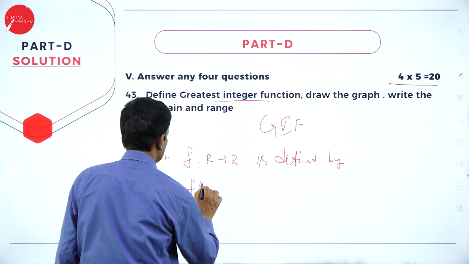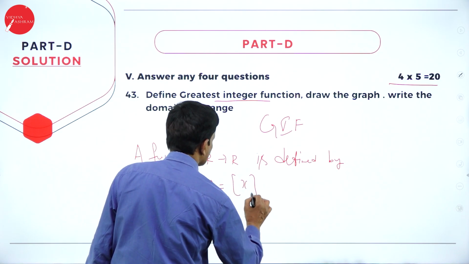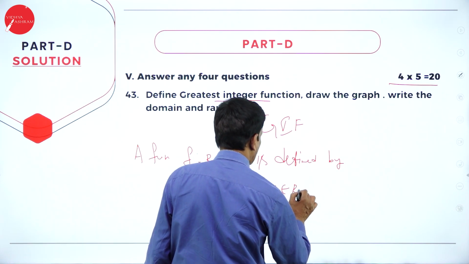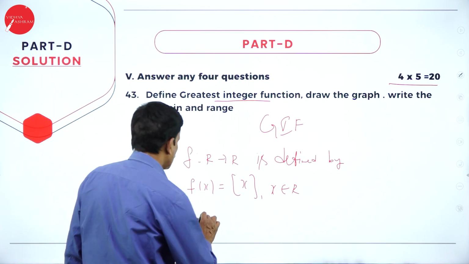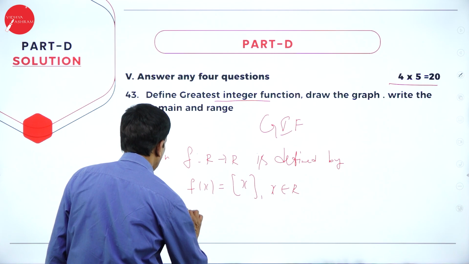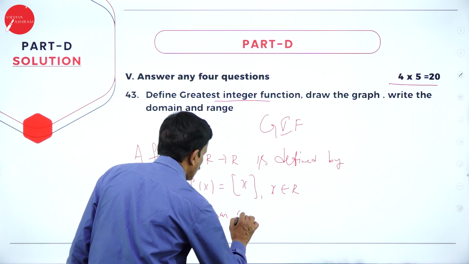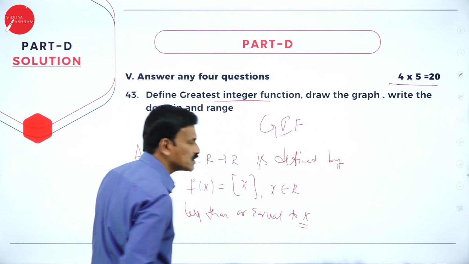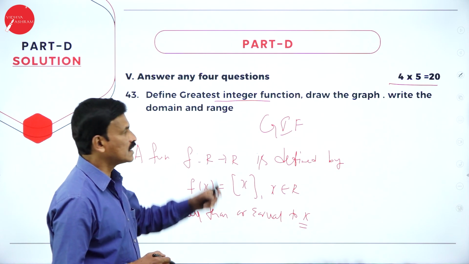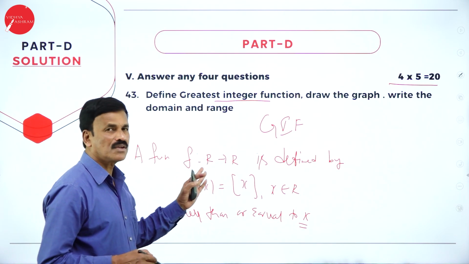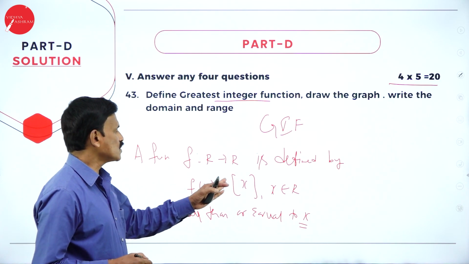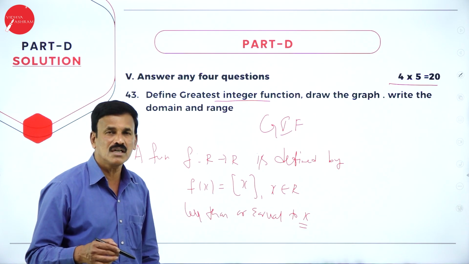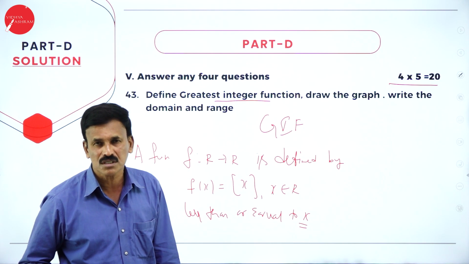f of x is equal to [x]. This is called the greatest integer function for all x belongs to R, which assumes all the values of x which are lesser than or equal to x. So, all the values less than or equal to x. The values which are less than or equal to x is called the greatest integer function, right?